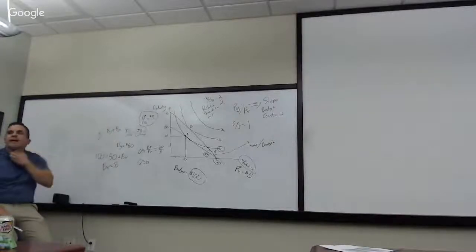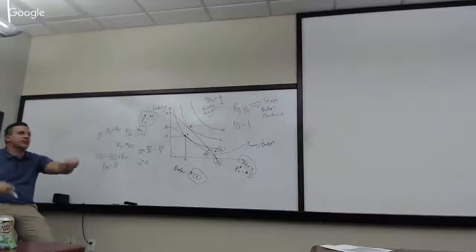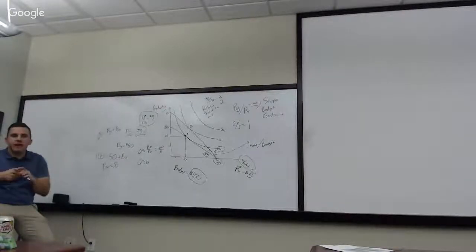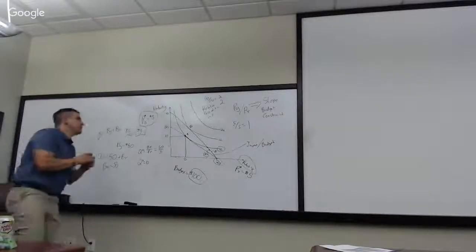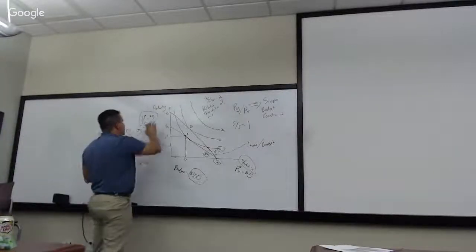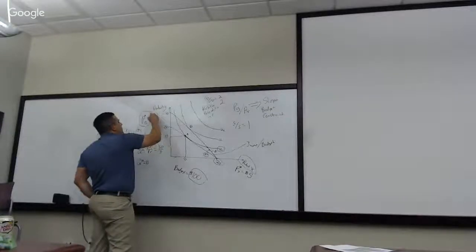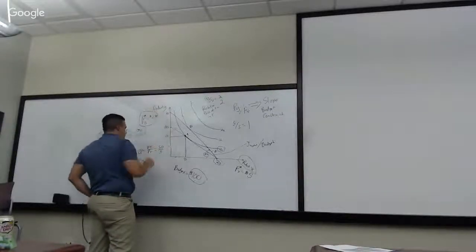What happened to the price of Y? Before it was $5 and $5, a 1-to-1 change, and now it's a 2-to-1 change, 2 Y's are now worth 1X. What happened to the price of Y? It dropped, and it dropped by half. So the new price of Y is now going to be $2.50.